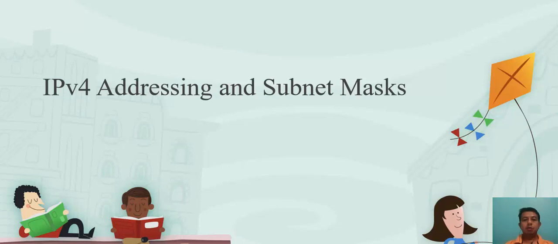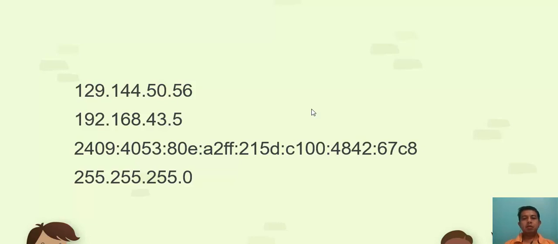Today we'll be discussing the all-important topic of IPv4 addressing. You all might be noticing some sort of addresses like this during your interaction with your network. For example, the first one is an IPv4 address, the second one is an IPv4 address, the third one is an IPv6 address, the fourth one is a subnet mask. These sorts of addresses you might have noticed while doing some troubleshooting in your network or at some other places. Today we'll be dissecting the meanings of such addresses.